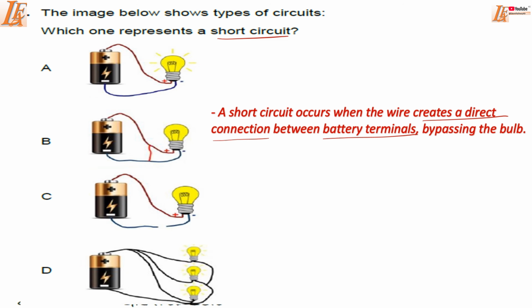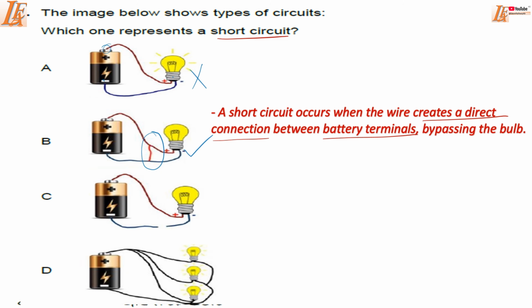The first option, A: there's a wire from the positive terminal to the bulb, then from the negative to the bulb. In this case, there's no direct connection. Then this is not a short circuit. B, we have a wire from the positive terminal to the bulb, negative terminal to the bulb, but in between here, there's a direct connection between the wire from the negative terminal and the wire from the positive terminal. Therefore, this is a short circuit because from the definition of a short circuit, there must be a direct connection between the terminals of the battery.